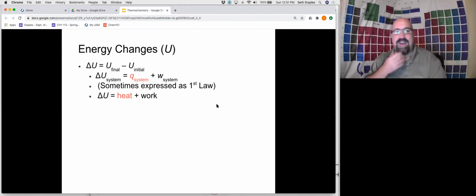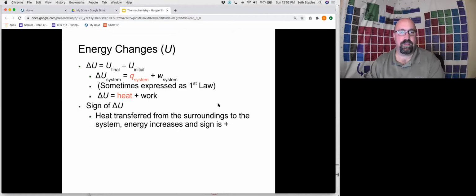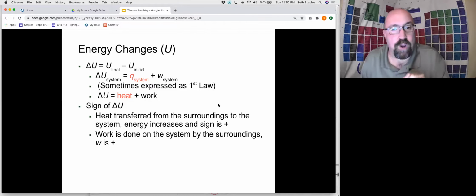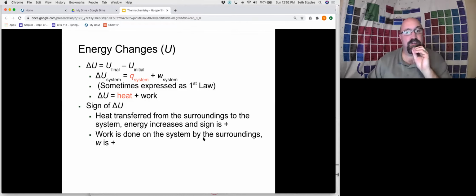And so ultimately, our overall energy is going to be equal to the heat transferred plus the work that is done. Remember, heat transferred from the surroundings to the system, energy increases. That would be endothermic. Our sign is positive. If work is done on the system by the surroundings, then W would also be positive.